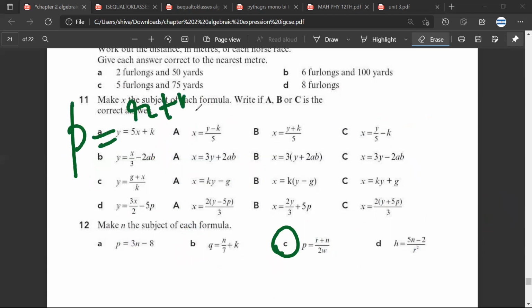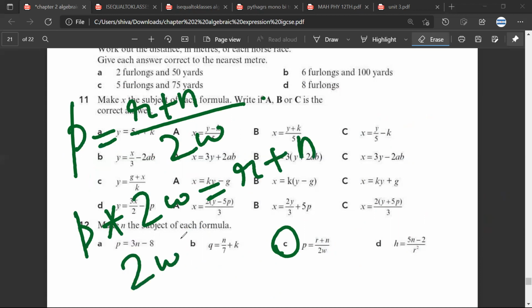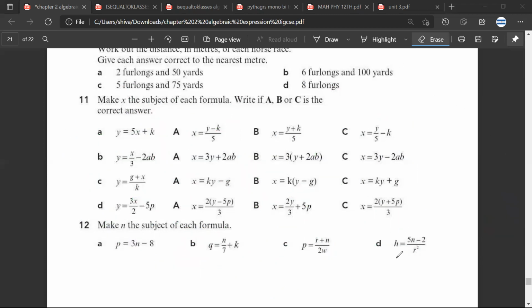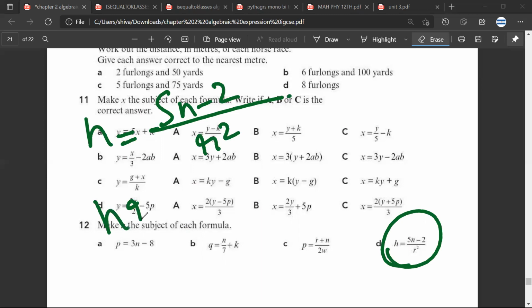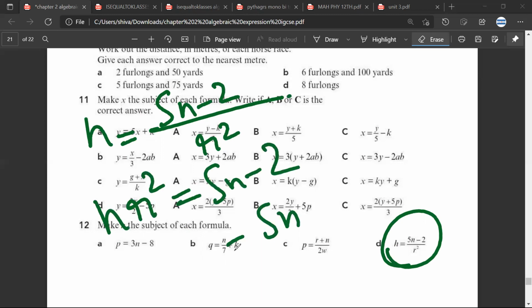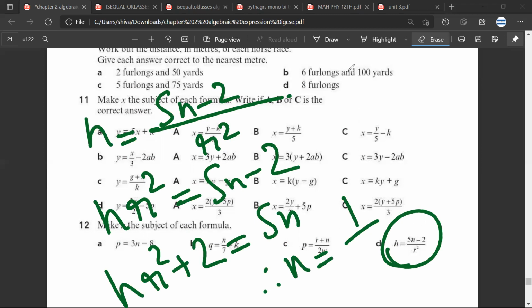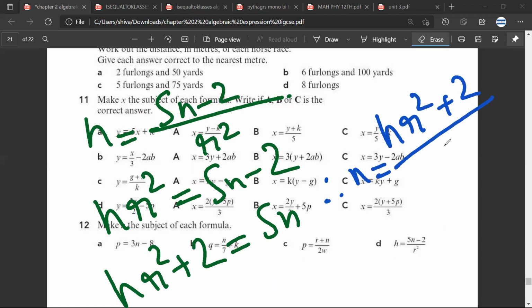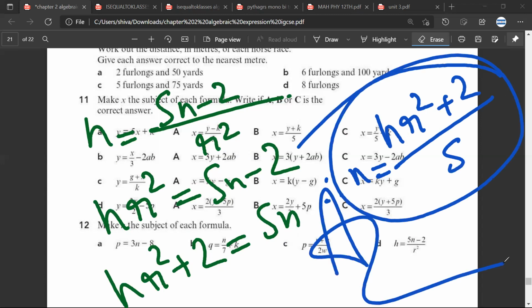P is equal to R plus N upon 2W. So P into 2W is equal to R plus N. 2WP is equal to R plus N. Therefore, N is equal to 2WP minus R. Any doubt? No, sir. H is equal to 5n minus 2 upon R square. HR square is equal to 5n minus 2. 5n is equal to HR square plus 2. Therefore, N is equal to HR square plus 2 divided by 5. These are confusing questions.